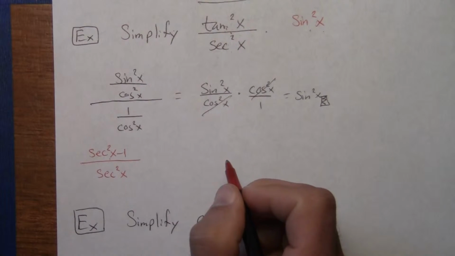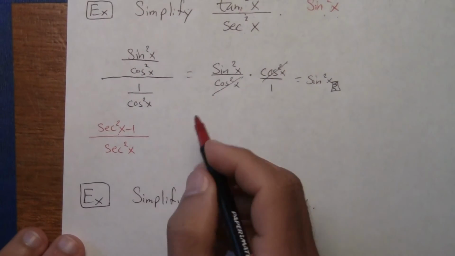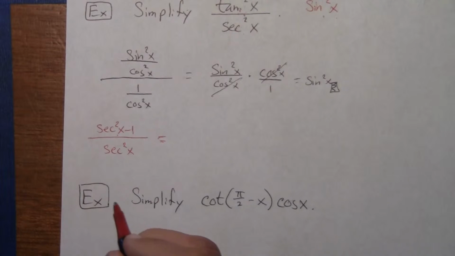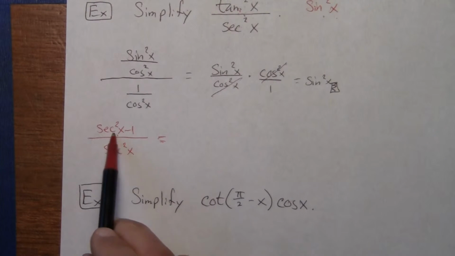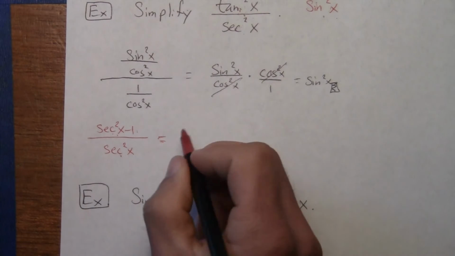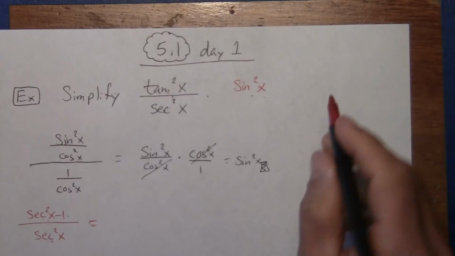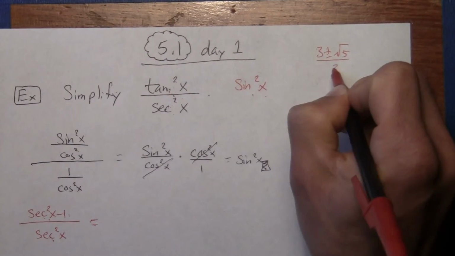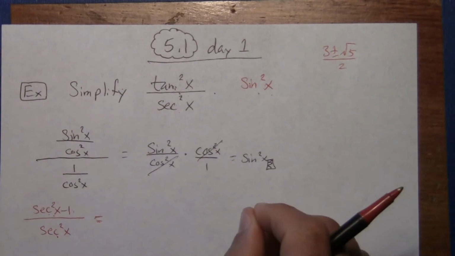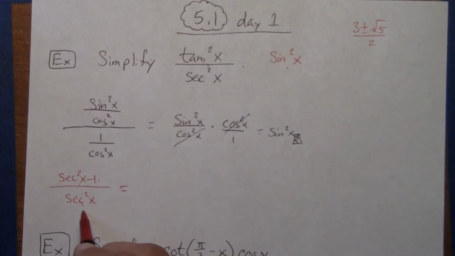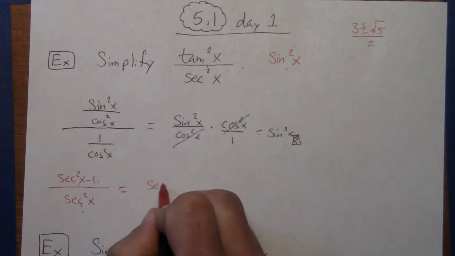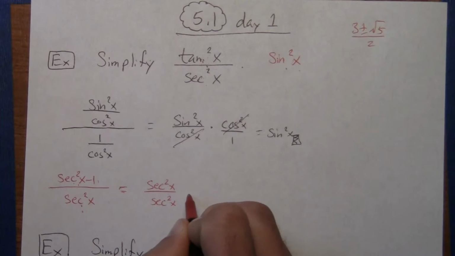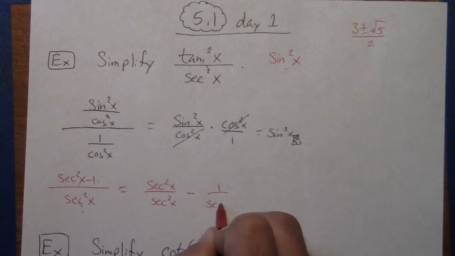Now I look at that and say, well, now I really don't know where to go. Well, one strategy, and again, you'll think to use this strategy the more familiar you are doing stuff like this, is I have 2 terms in the numerator, 1 term in the denominator. So it's kind of like when you have this, 3 plus or minus the square root of 5 divided by 2, how you can split them apart and divide them both by 2 separately. I can do the same thing here. I could say that this is secant squared x over secant squared x minus 1 over secant squared x.